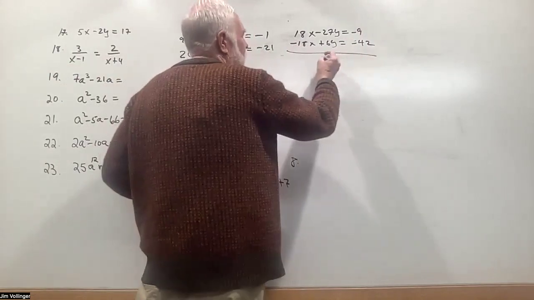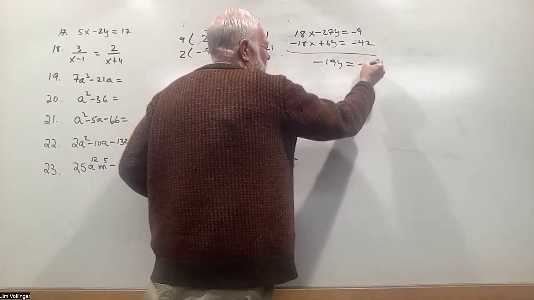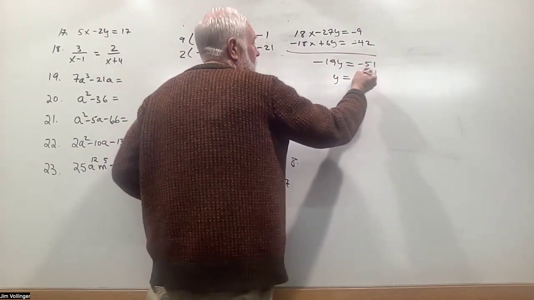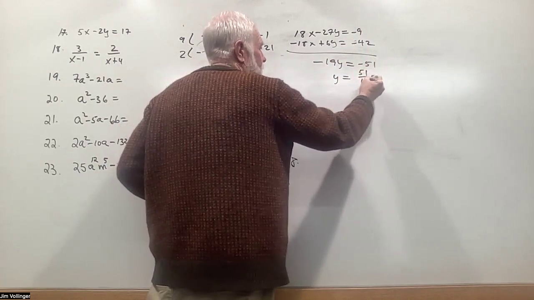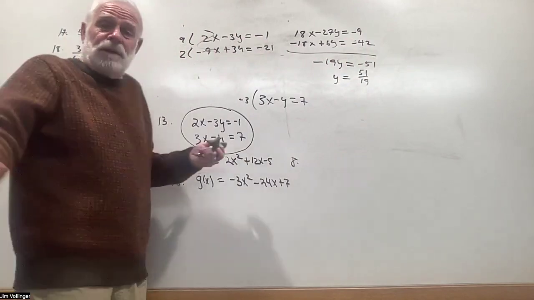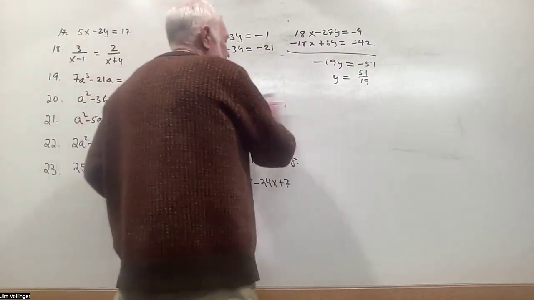And what do I get? I get minus 19y equals minus 51, which is y equals very close to 3, huh? 51/19. Okay, so a little less than 3. I like the graph I did before. Didn't know it until I did the problems out.